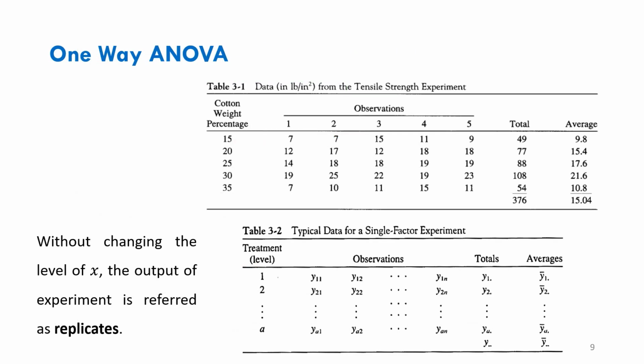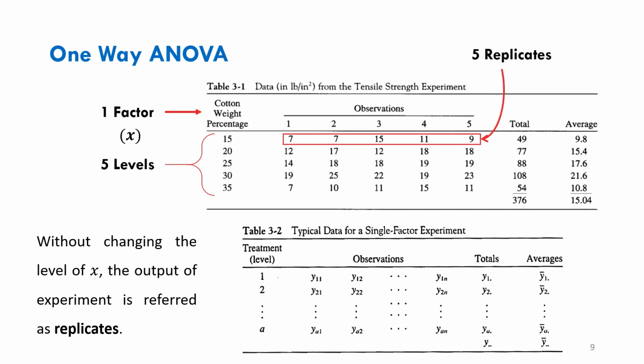Looking at an example of one-way ANOVA in which there is only one factor involved but with multiple levels and replicates. These replicates are the exact copy of the input variable at a certain level. For example, the cotton weight percentage is a factor that is tested if it has any effect on the tensile strength by changing the levels.